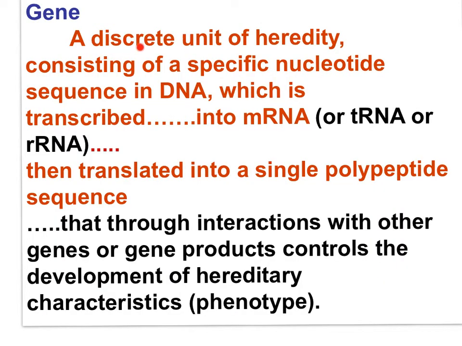So a gene is a discrete unit of heredity consisting of a specific nucleotide sequence in DNA, which is transcribed into mRNA and then translated into a single polypeptide sequence that through the interactions with other genes or other gene products controls the development of hereditary characteristics, controls the development of our visible appearance, the phenotype. Now, one additional thing to consider when working to understand the one gene, one polypeptide idea is that some genes code for ribosomal RNA or transfer RNA, and these are codes which are not directly used as the template for a polypeptide.